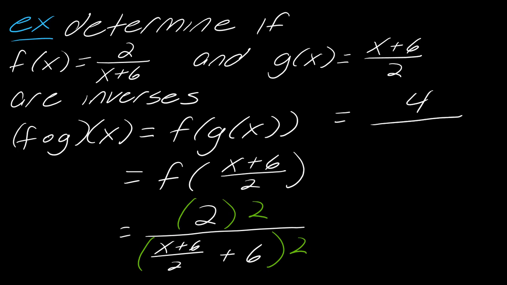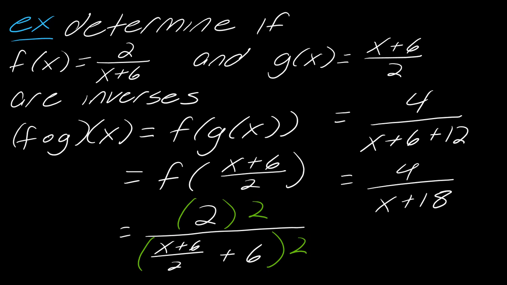2 times 2 on the top is 4. Now if I take x plus 6 over 2 times 2, the whole point of this, right, was for the denominators to cancel out. So then I'm just left with x plus 6. So that's x plus 6 times 2. And then I still have the plus 6 times the 2. So this is 6 times 2 is 12. And so what I get then is 4 over x plus 18.